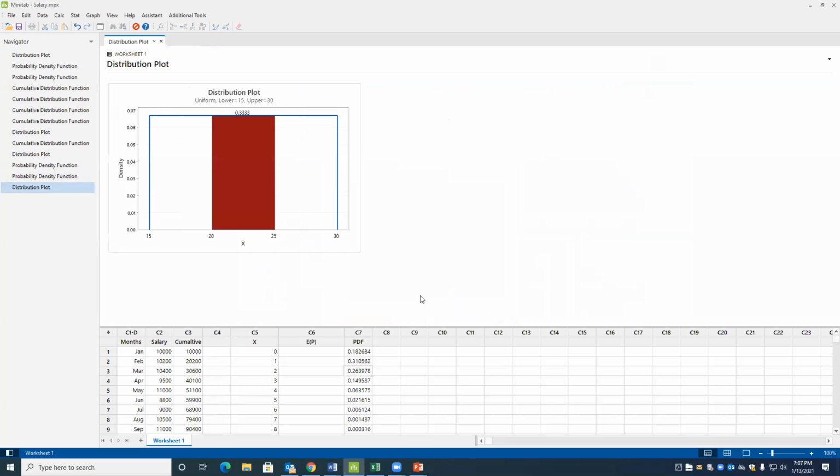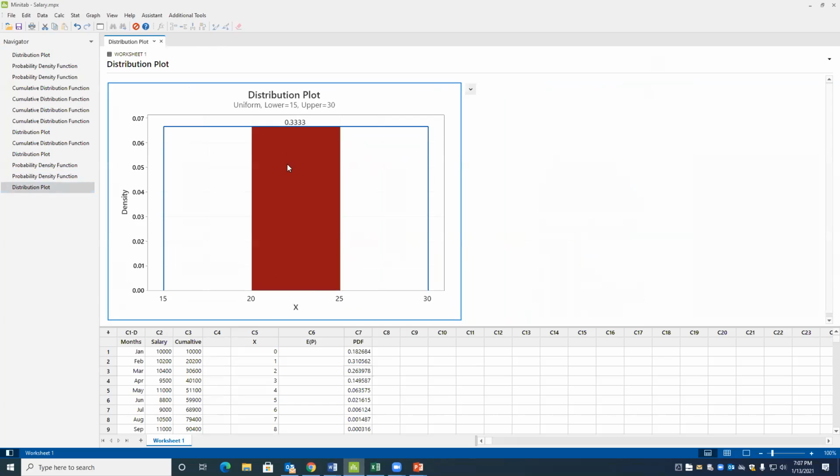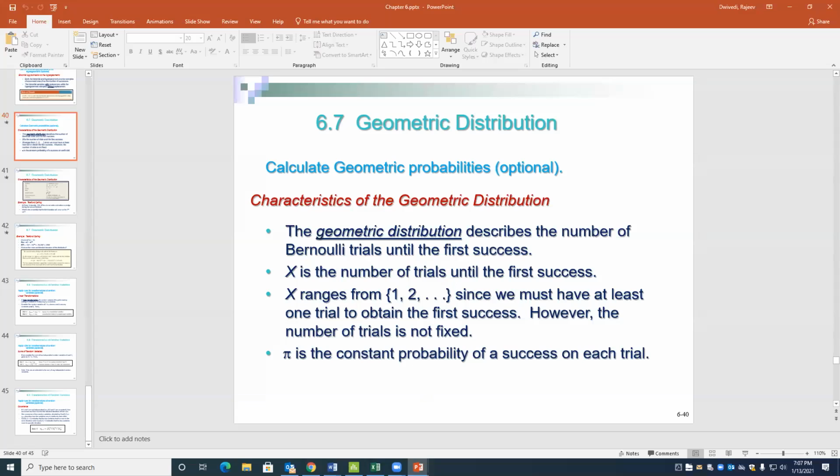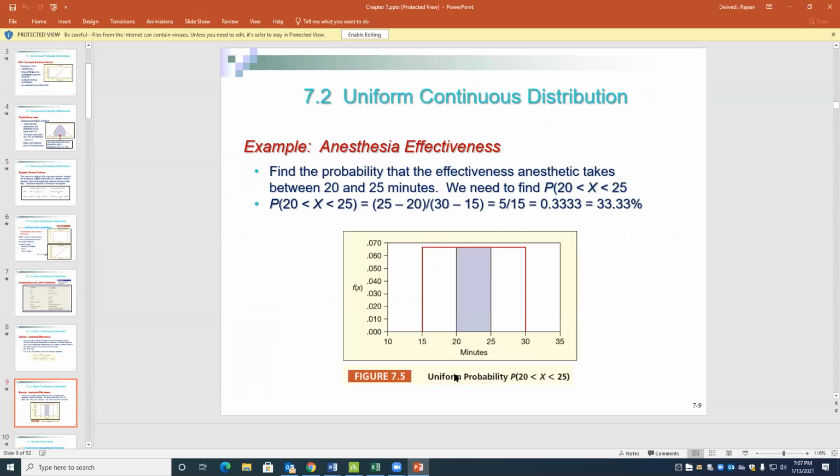Okay, we are done. So in continuous, what is the probability of the event area between 20 and 25 in this distribution? 33.33%. Let me close this. Exactly the same thing is right here.